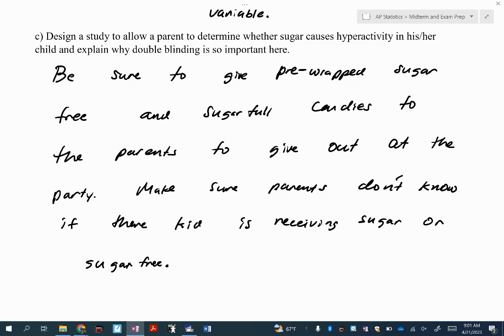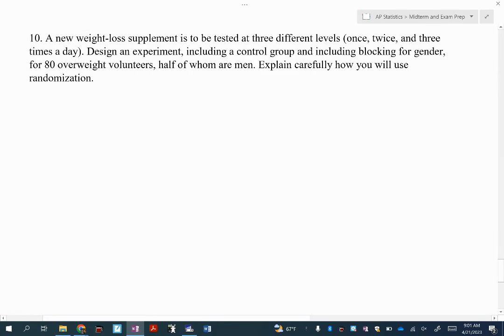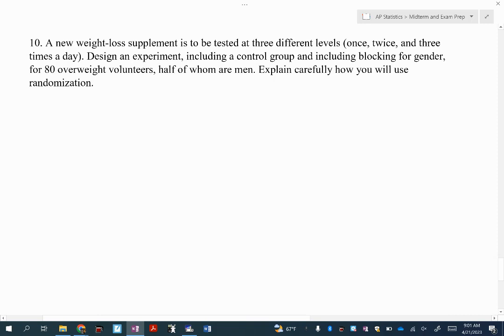Okay. Let's do our last one. Then we'll be done. All right. Our last one says a new weight loss supplement is to be tested at 3 different levels. So taking it once a day, twice a day, or 3 times a day. Design an experiment, including a control group and blocking for gender, for 80 overweight volunteers, half of whom are men. Explain how you would use randomization. This is a lot, guys, so ready to write many sentences here.